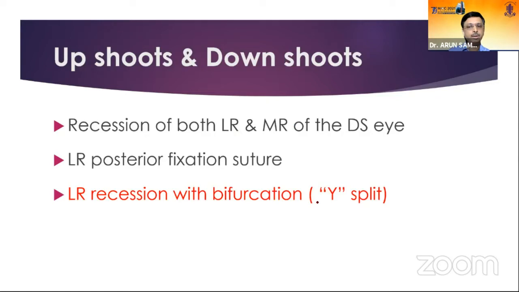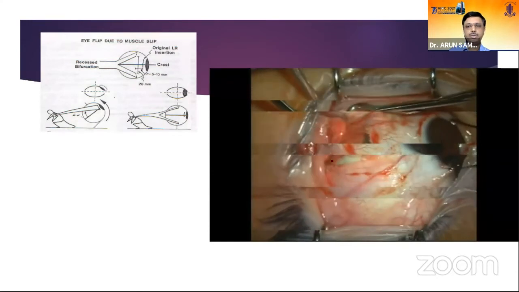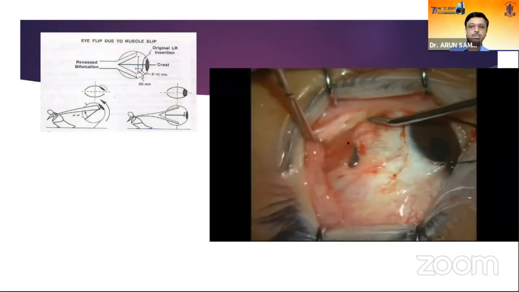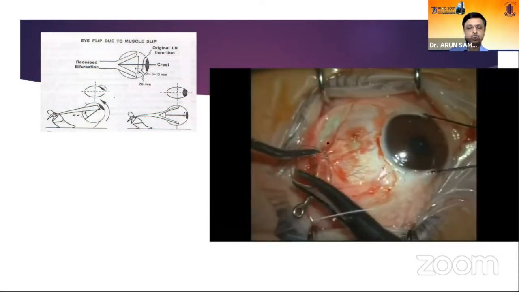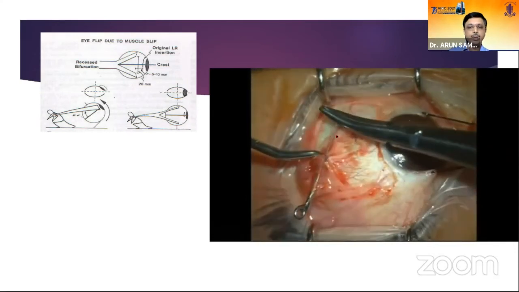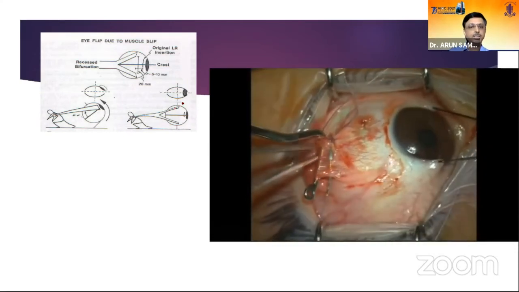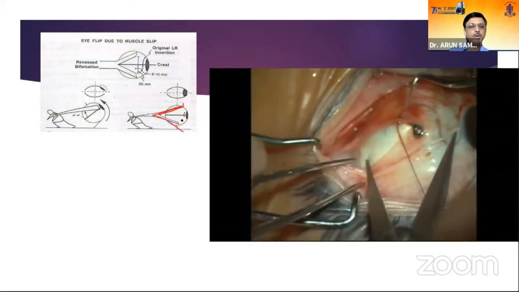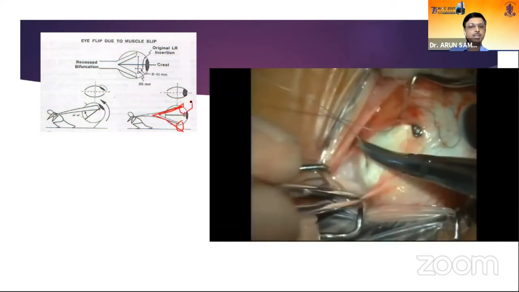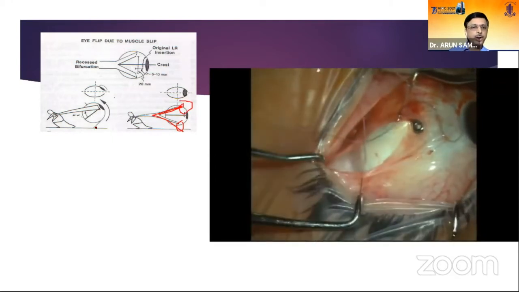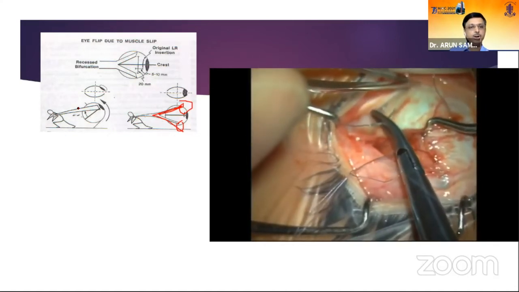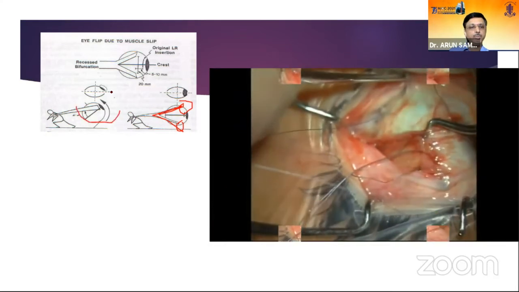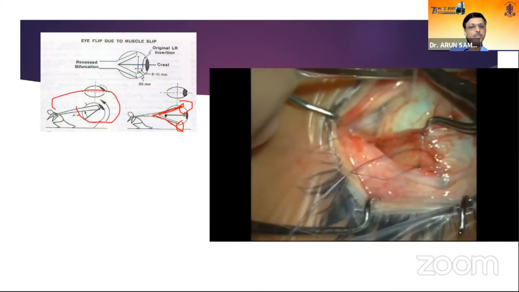So this upshoot can be corrected with a simple procedure called a Y-splitting of the lateral rectus. I'll just show you a simple video here. So here you can see this lateral rectus. I'm trying to split the lateral rectus into two, and then tie the ends with sutures at the end of the muscle. You can see here in this picture, we are splitting the lateral rectus into a Y shape, and one insertion comes here, the other insertion comes here. Thereby you are preventing the globe from slipping over the lateral rectus. If you have not done a Y split, the globe will behave like this. If you have done a Y split, the globe will behave like this.